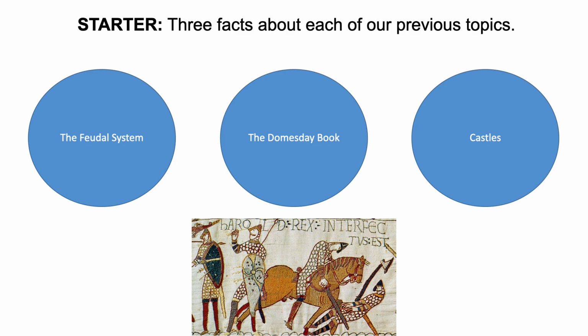Alright, okay, so for the starter, we're going to look at three facts about each of our previous topics: the feudal system, the Doomsday Book, and castles. So if you want to do this any way you want, it doesn't have to be a spider diagram. You can bullet point them if you think that's easier to remember. Just try and think of three facts for each topic. So if you can pop the video on pause, I'll let you get on with that.